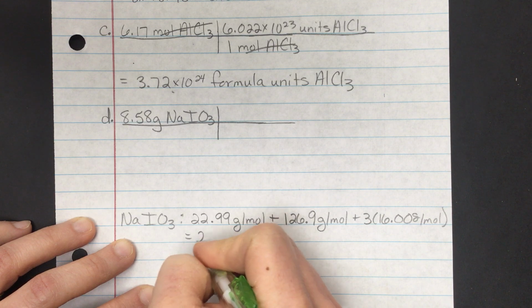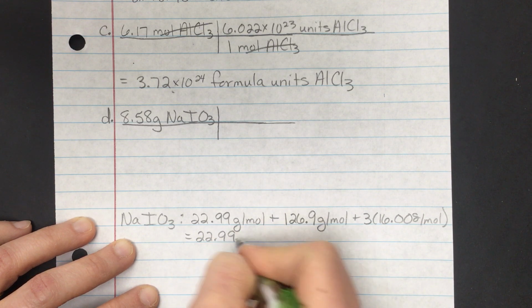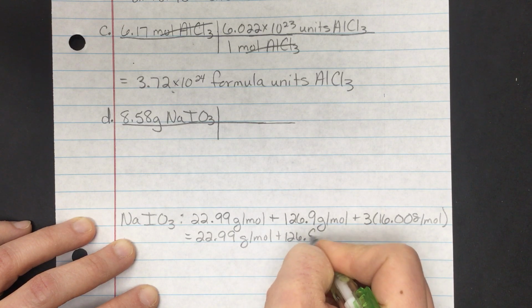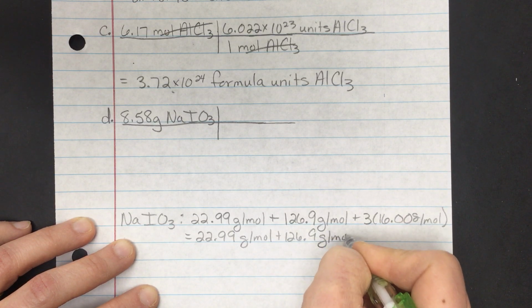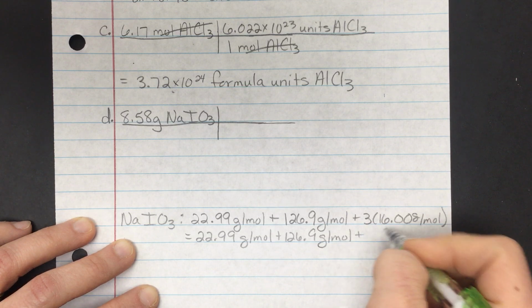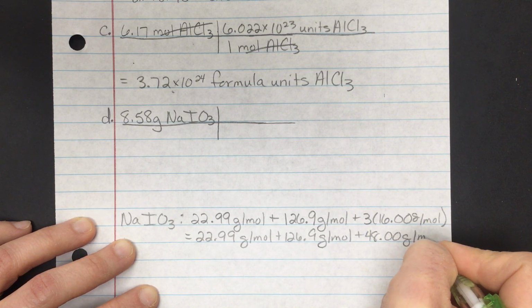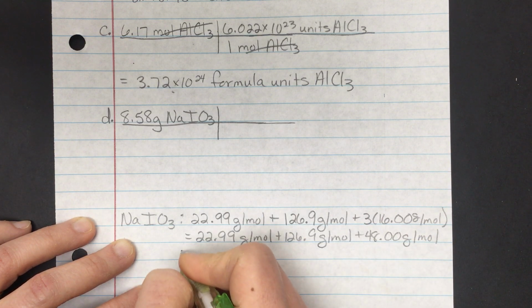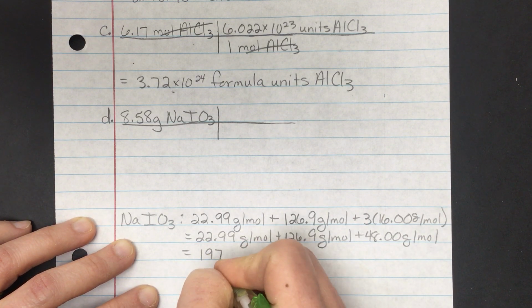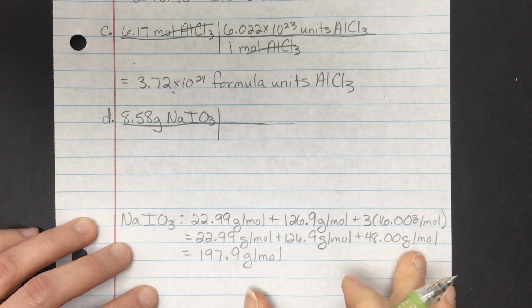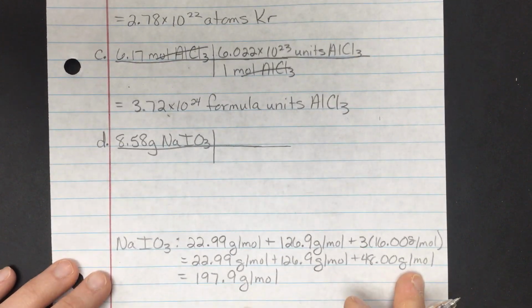I follow my order of operations, so 22.99 grams per mole plus 126.9 grams per mole plus 3 times 16 is 48.00 grams per mole. When I add all of those numbers up, I get 197.9 grams per mole. Okay?